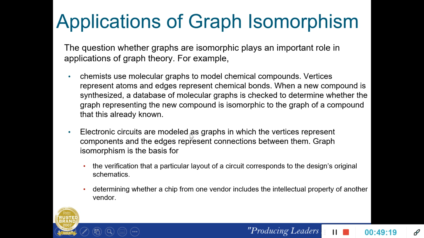Electronic circuits are modeled as a graph in which the vertices represent components and edges represent connections between them. So there is verification that a particular layout of a circuit matches its original design schematics, and determining whether a chip from one vendor includes the architectural property of another vendor.